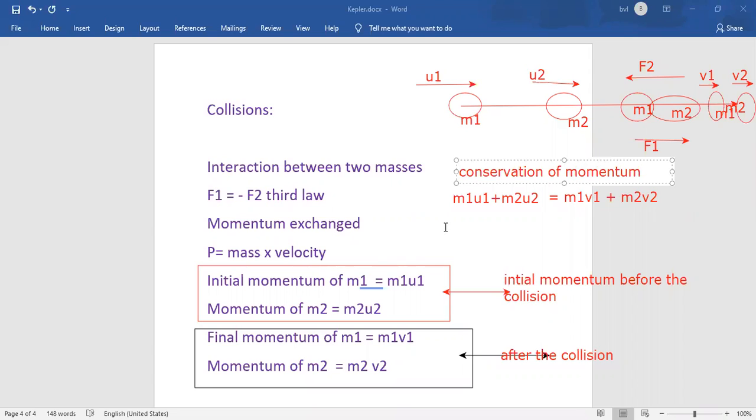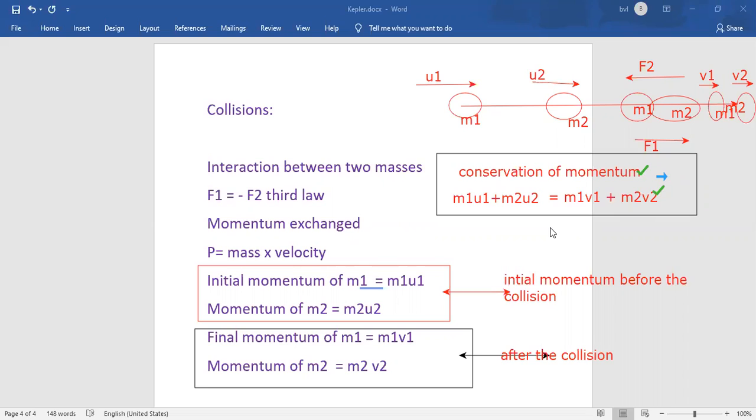In every collision, conservation of momentum is followed. Every collision follows conservation of momentum. So there is no chance to lose or to gain momentum. Momentum is always conserved. Momentum must be conserved by the system. It should obey this in every collision. Conservation of momentum is compulsory.